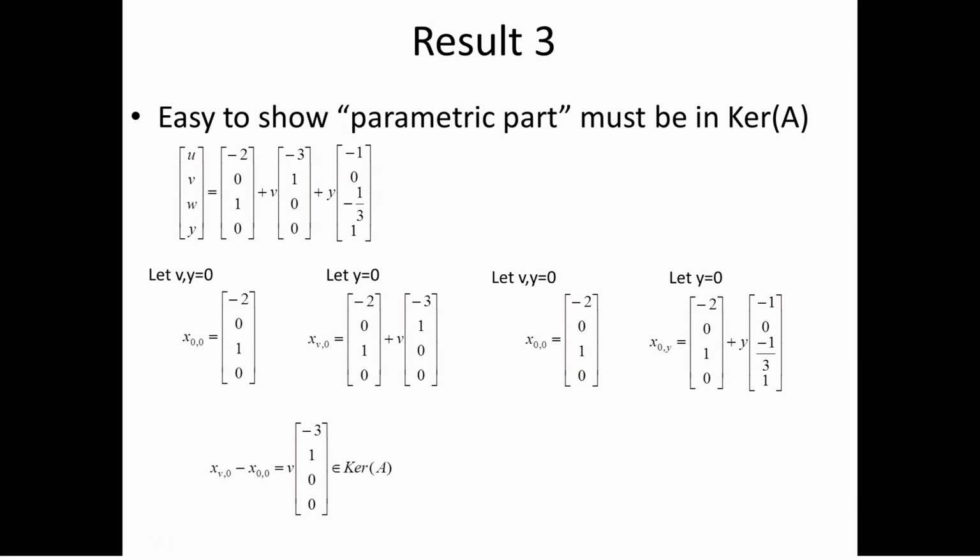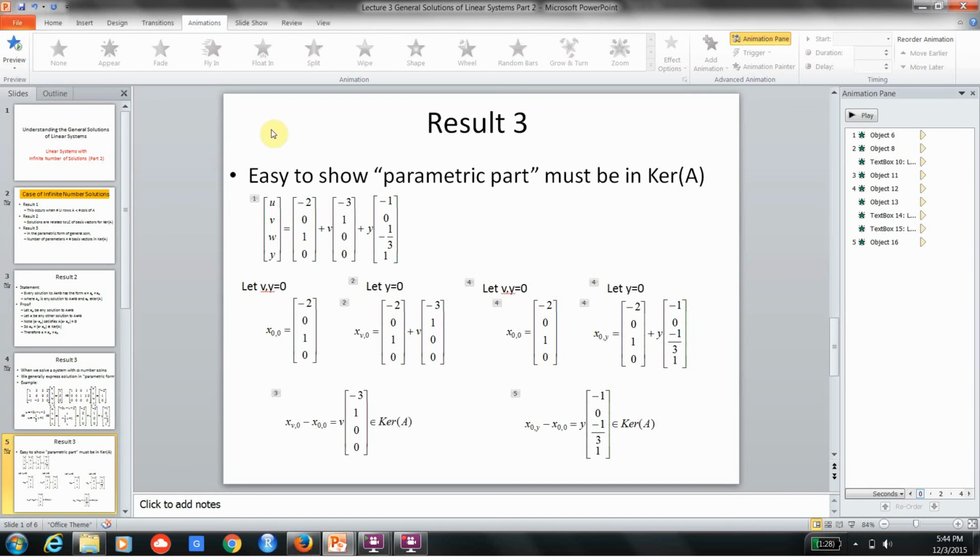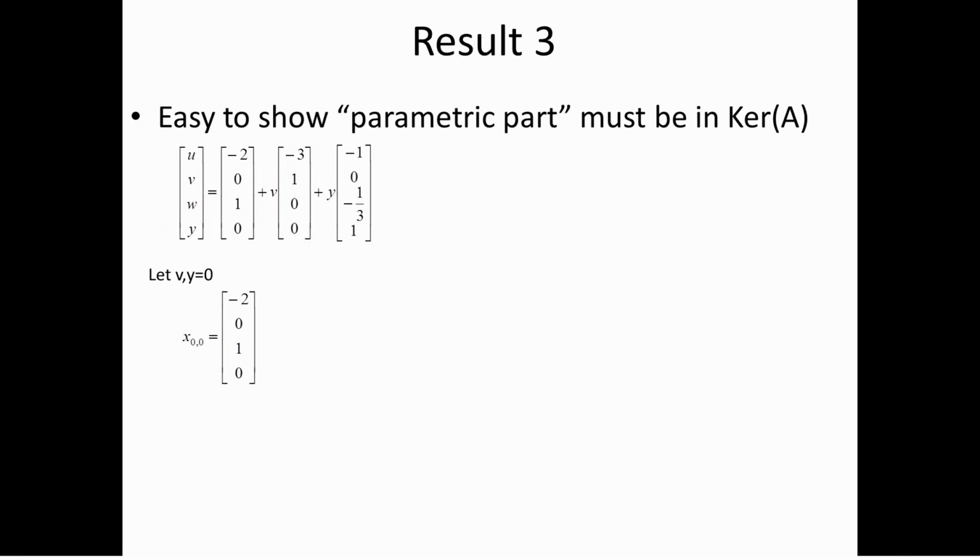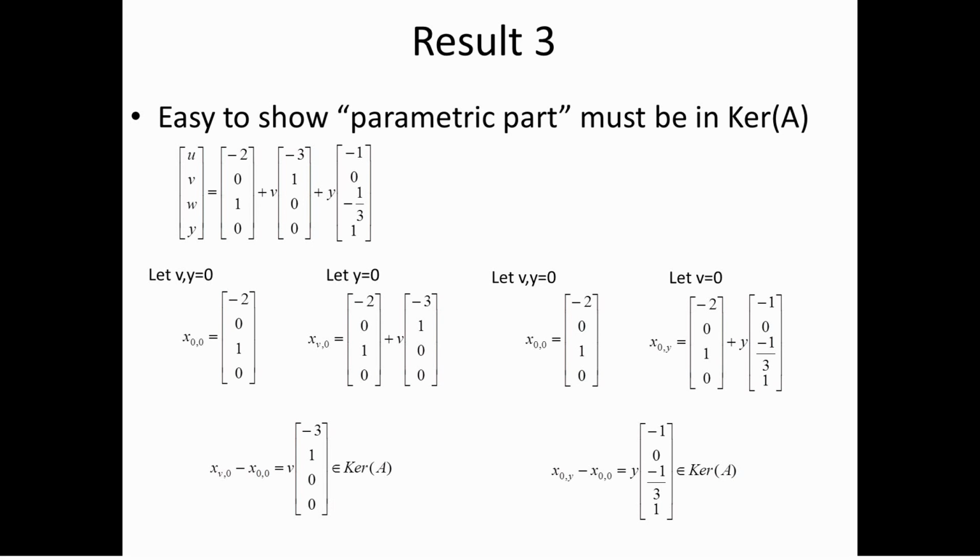Again, let y and v both be equal to 0, and now let, actually I want v equal to 0 here, sorry. And again, their difference has to be in the kernel of A. So I've shown that both of these have to be in the kernel of A. So notice that this is all possible linear combinations of two vectors in the kernel of A. And it turns out that the kernel of A happens to be spanned by this space.